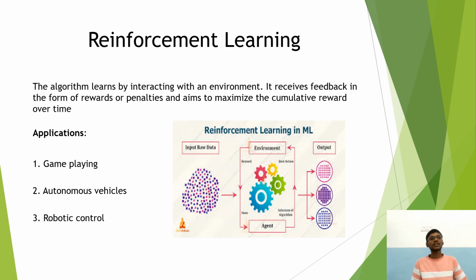Here in the image, you can clearly see we are providing the input raw data, and that raw data is taken by the machine, and that machine is interacting with the environment and predicting the output. The applications of reinforcement learning are game playing, autonomous vehicles, and robotic control.